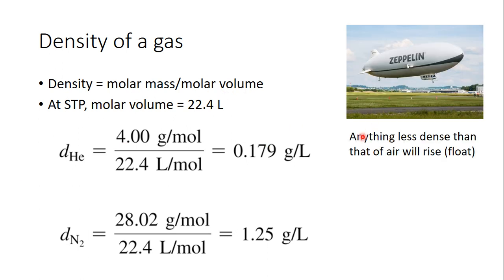So anything less dense than air will float, and that is why we can get air balloons, because the gas inside of there, such as helium, which is 0.179, will float above nitrogen, which makes up roughly 80% of the atmosphere. That is why helium balloons float. They are less dense.